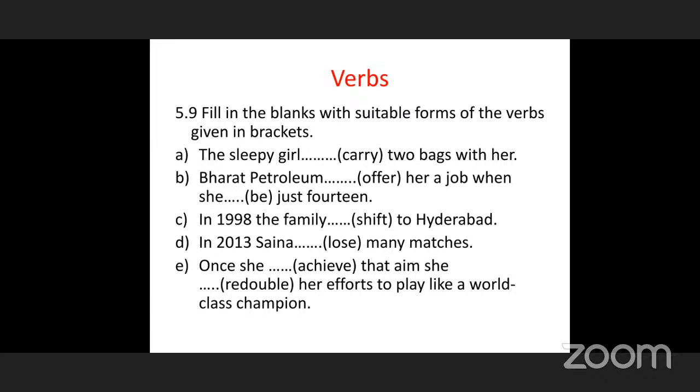That's why, what are the B forms? Was, were. So for a singular noun, she is a singular noun, we need to use the verb. She was 14. In 1998, the family is a singular noun. Even though it consists of so many people, it is a singular noun because it is a collective noun. So the family shifted to Hyderabad. In 2009, Saina lost many matches. Once she achieved that aim, she redoubled, that means V2 form of redouble, her efforts.